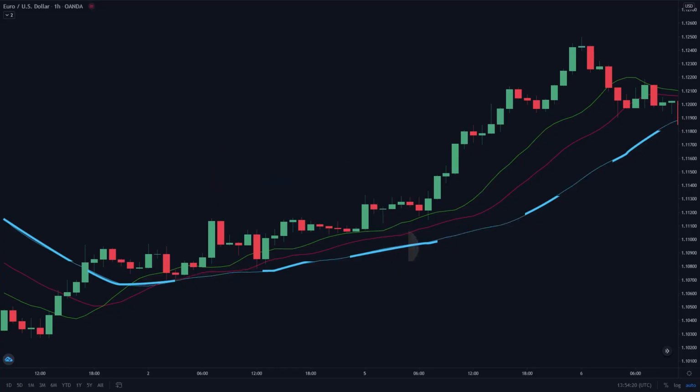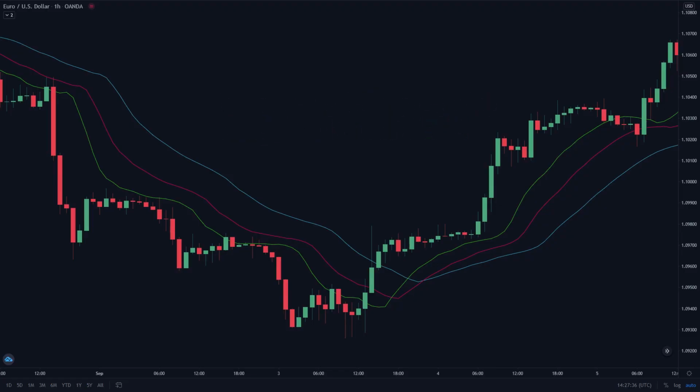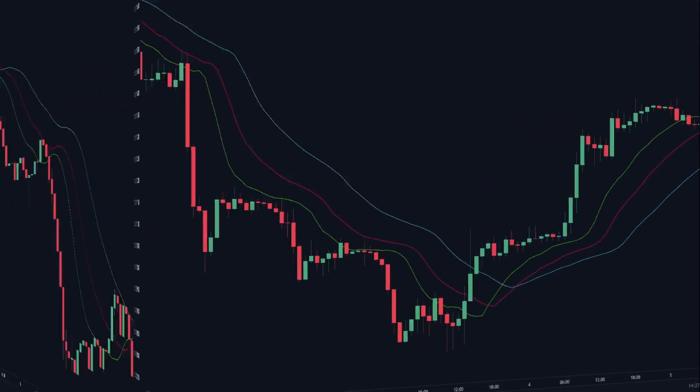So the main focus of the Williams Alligator is the lips, or the green line, which is the faster moving average out of the other 2 moving averages. The movement of the lips determines whether or not we take a long position or a short position. The way we use the indicator is actually very simple.